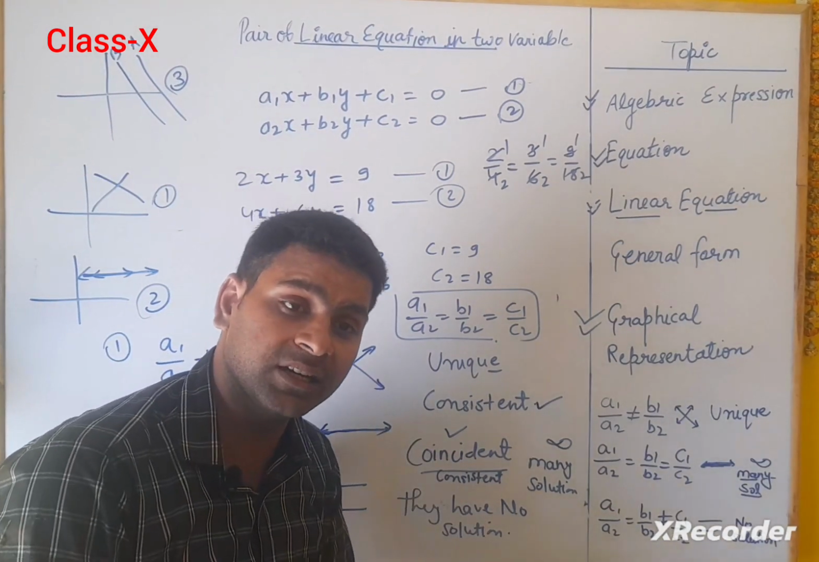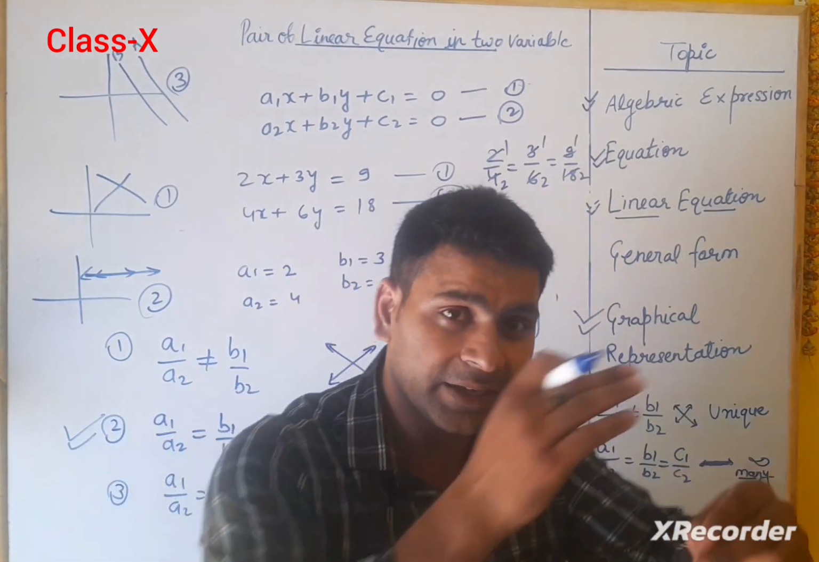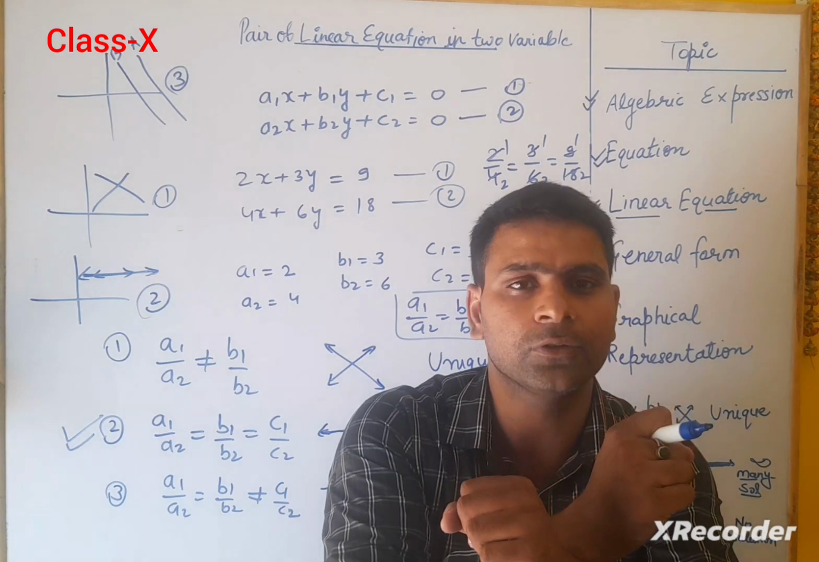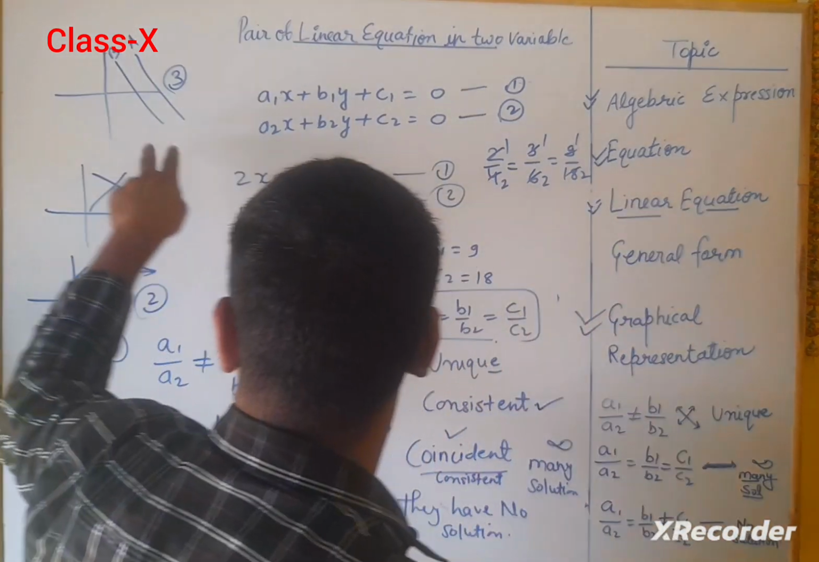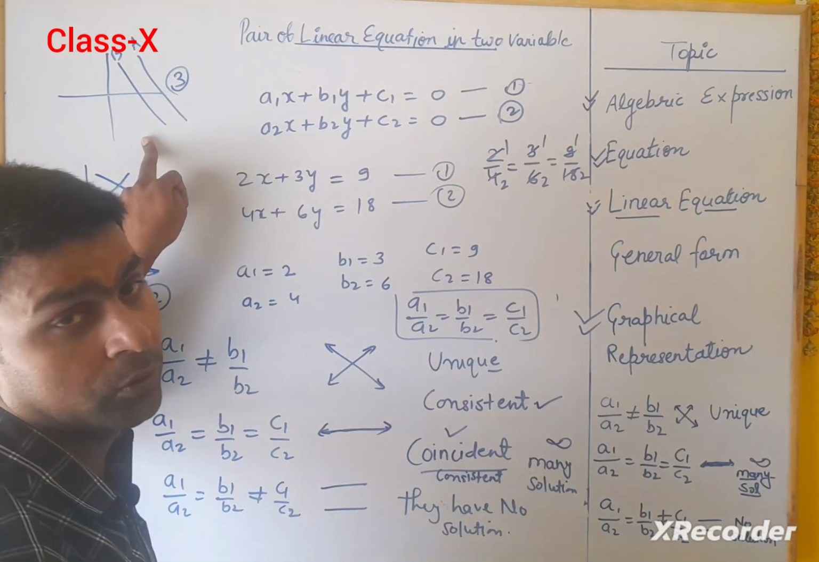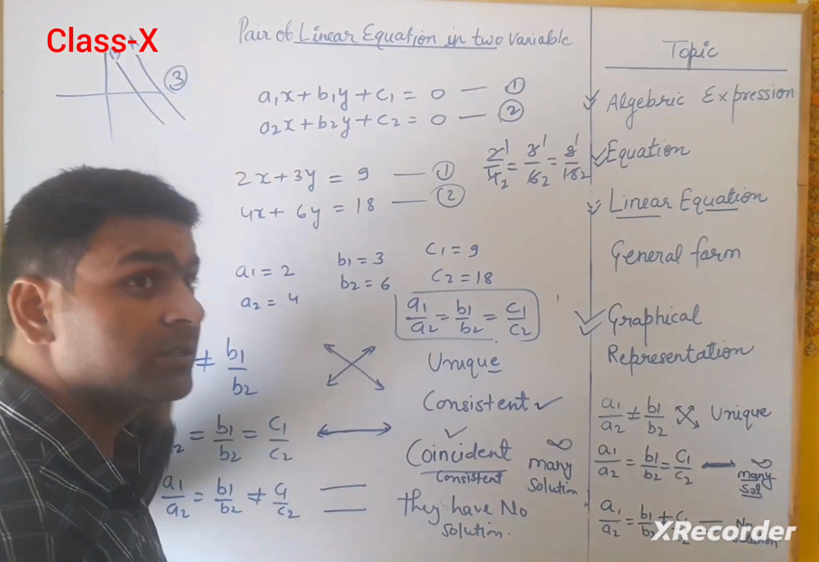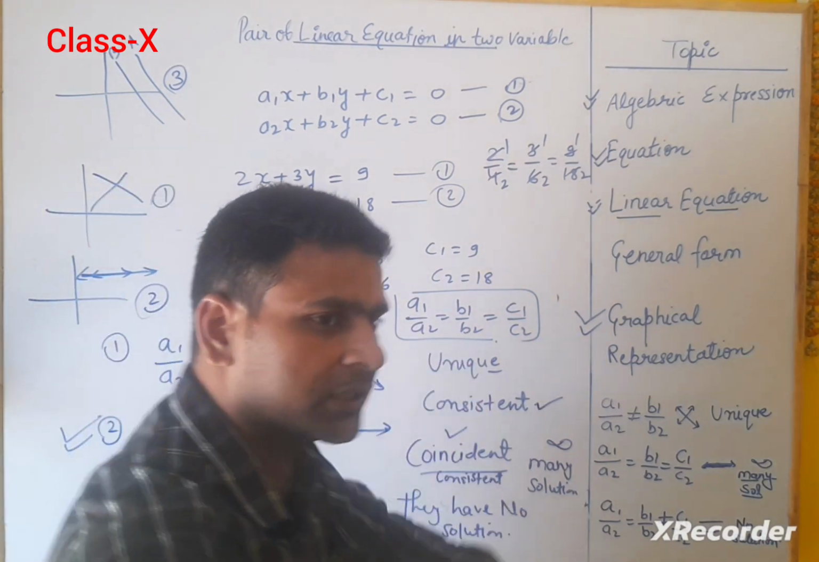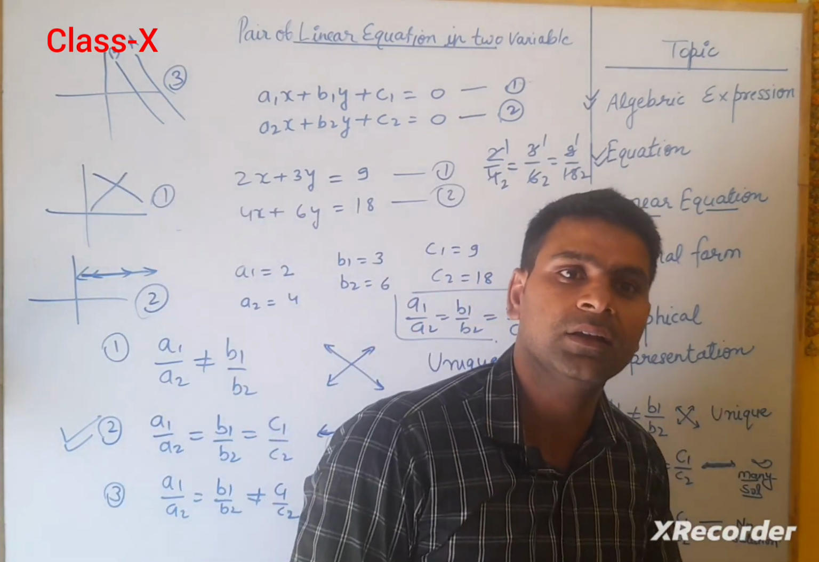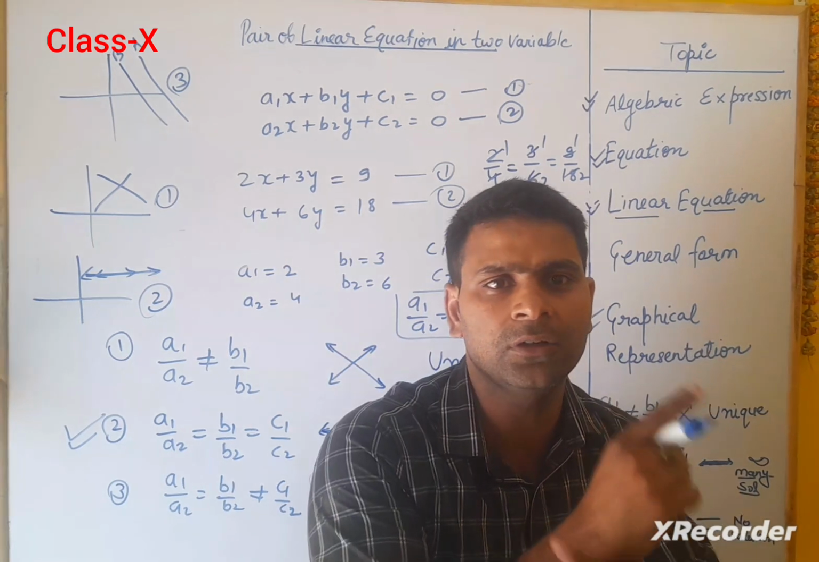What is consistent? Consistent means at least they are intersecting each other. So that is known as consistent. Is that a consistent one? No. Why is that not consistent? Because both lines are not intersecting each other. So for consistency, the lines should intersect each other.